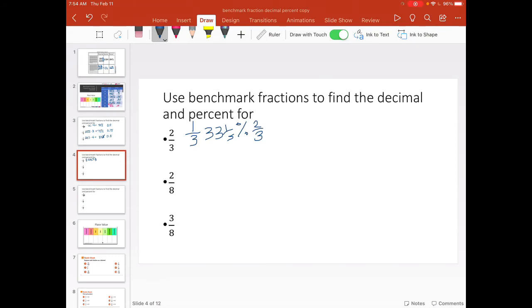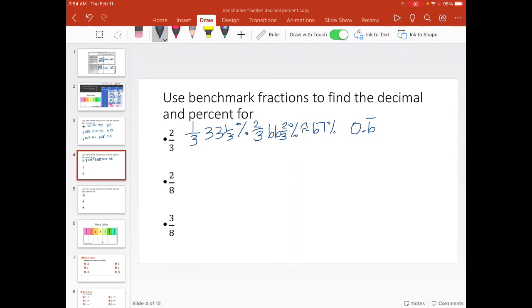All right, 2/3. So we know that 1/3 is 33 1/3%. So we want 2/3. So we need to double that. Well, 33 doubled is 66, and then 1/3 plus 1/3 is 2/3. So technically it's 66 2/3%, but a lot of times we will round that to 67%. If we change that to a decimal, instead of 3 repeating every time, we're going to have a 6 repeating every time because we doubled it.